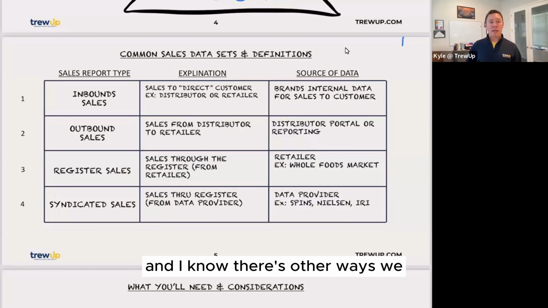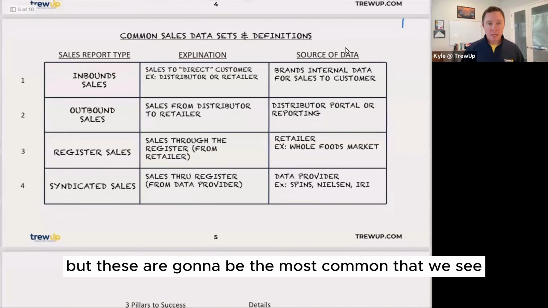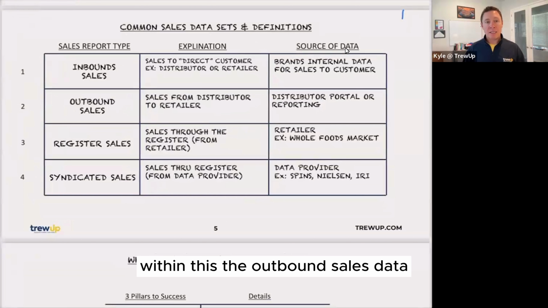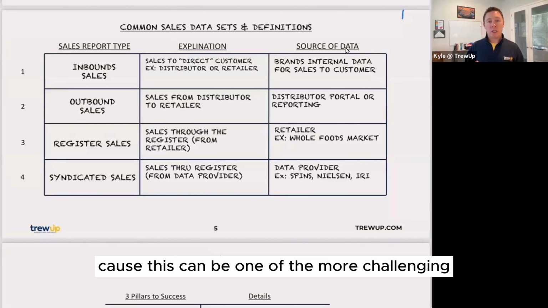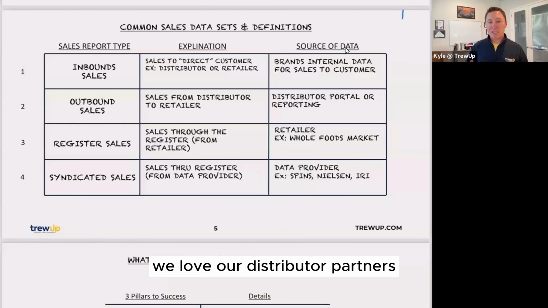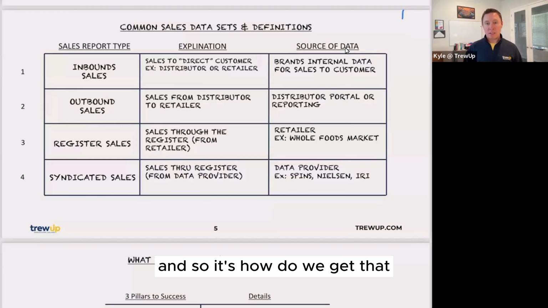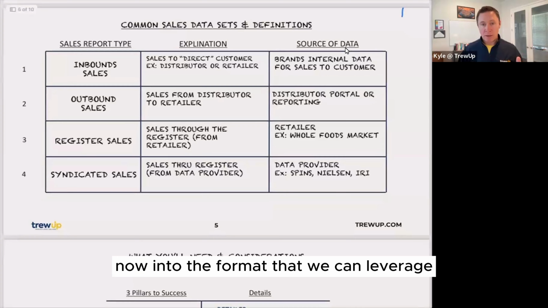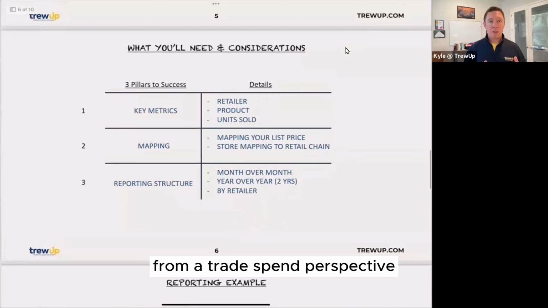I know there are other ways we can get to sales information, but these are going to be the most common that we see. Within this, for the outbound sales data, I'm going to hone in on the distributors because this can be one of the more challenging areas to get the information formatted the way we want. Of course, we love our distributor partners and the information is there in most cases. So it's how do we get that into a format that we can leverage from a trade spend perspective.